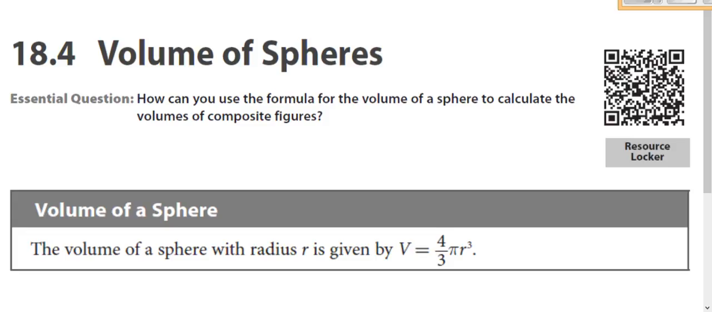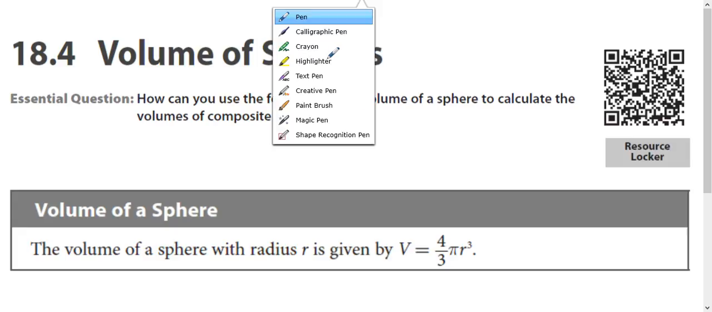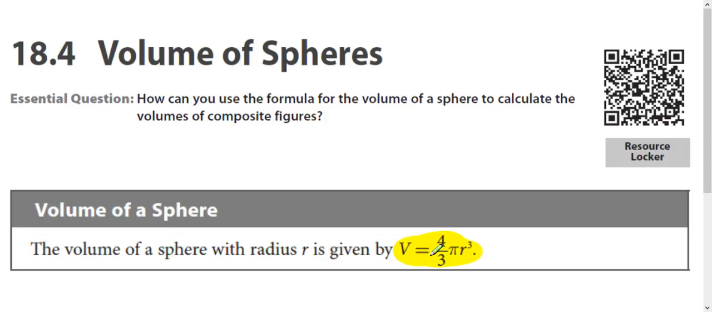So the last shape we're looking at is spheres, which is like a ball. The volume formula is different than all other volume formulas. It's 4/3 pi r cubed. There's some similarities to circles in there, like the pi r squared, but this time it's cubed because it's 3D.